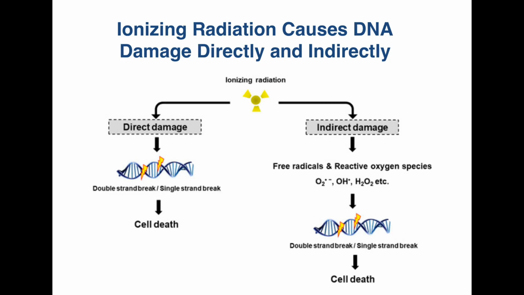Radiation causes DNA damage both directly and indirectly. It can directly cause double-strand and single-strand breaks, which leads to cell death, and it can cause indirect damage by splitting water and creating what's called free radicals or reactive oxygen species, which then can react with the DNA and cause double and single-strand breaks, again leading to cell death.